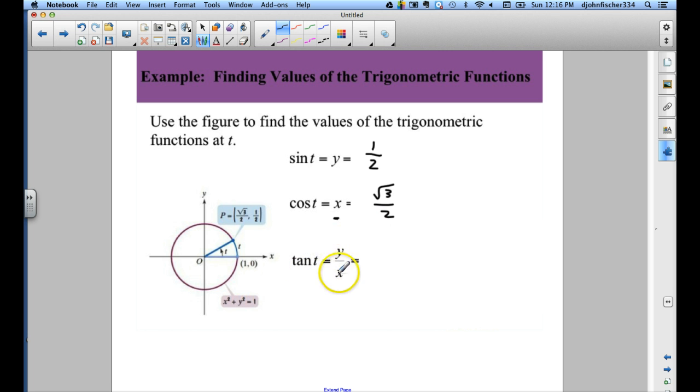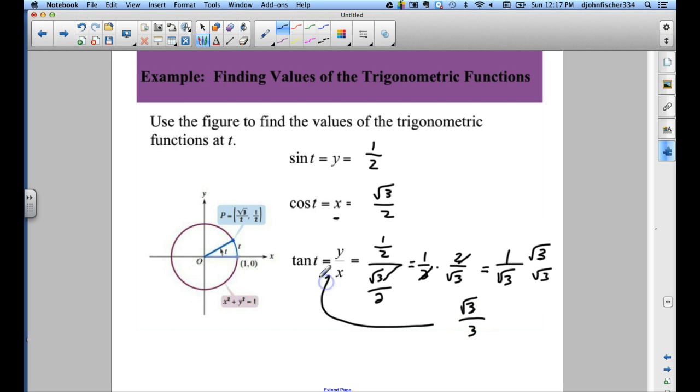Now tangent is y over x. Well, y is 1/2 over x, square root of 3 over 2. If we flip and multiply, 2 over square root of 3, we get 1 over the square root of 3, and we can't have square roots in the denominator. So we're going to get the square root of 3 over 3 for tangent, using these rules as we go through.